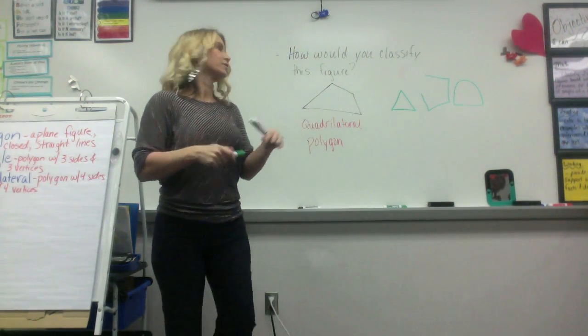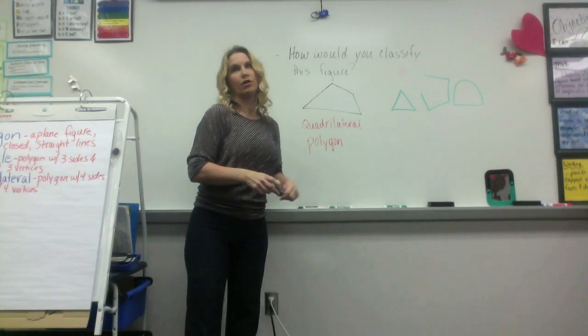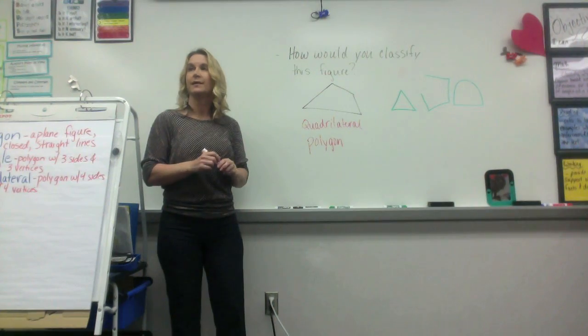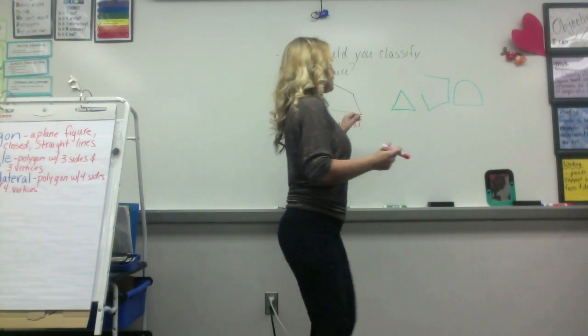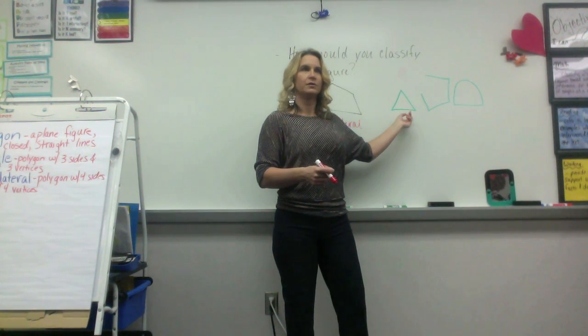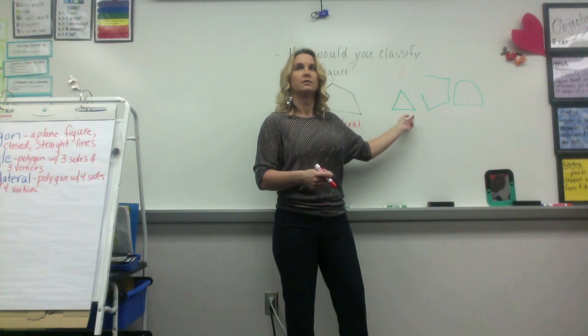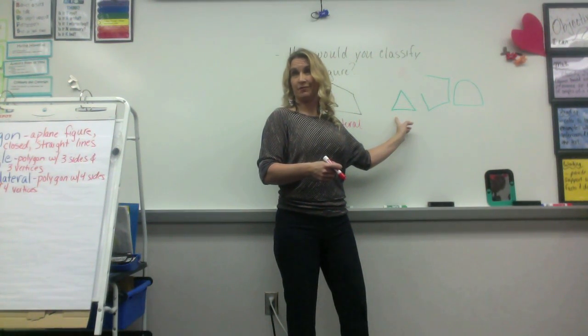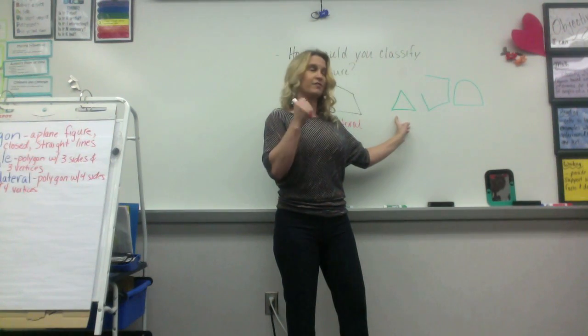I want you to look at the green figures and tell me which ones are quadrilaterals. Benny? None of them. All right, well, let's see why. Who can tell me why Benny thinks the triangle is not a quadrilateral? Sean? A quadrilateral has to have four sides and four vertices. And this one does not? It has three sides and three vertices.